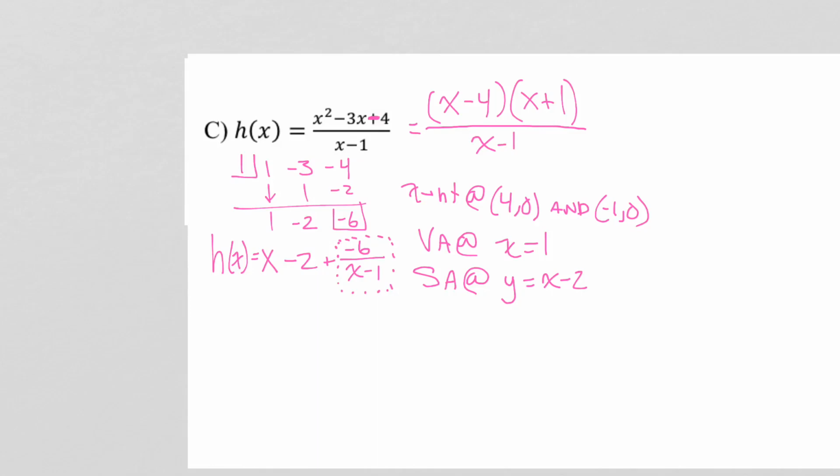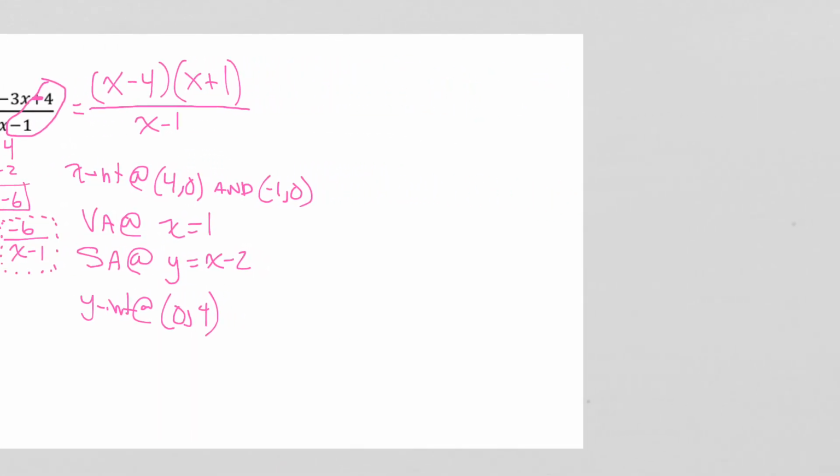Do we know anything else? We can find our y-intercept. Plug in 0 for x, and what do you get? You get negative 4 over negative 1, so you get a y-intercept at 0, 4. Sweet. Let's graph it.